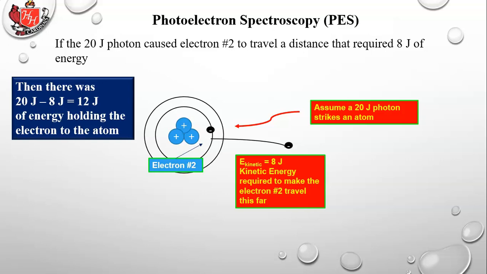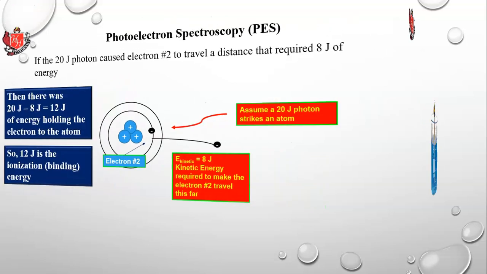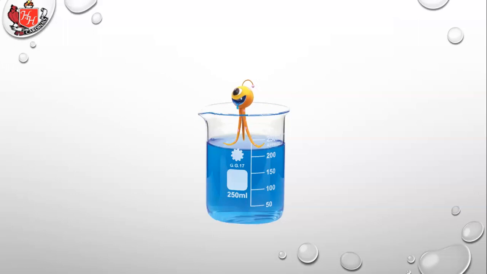What happened to that 12? The 12 went into simply breaking that electron away from its atom. Not traveling any distance, but just enough energy to escape that atom. So the 20 joules coming in, 12 of it was used to break the electron away from the atom, and the remaining 8 was free to allow the electron to fly through space. So 12 joules is the ionization energy. And that takes care of that lesson.